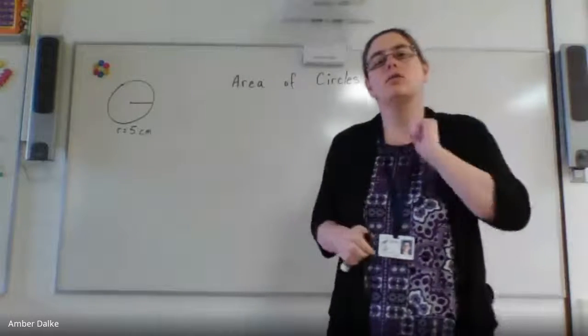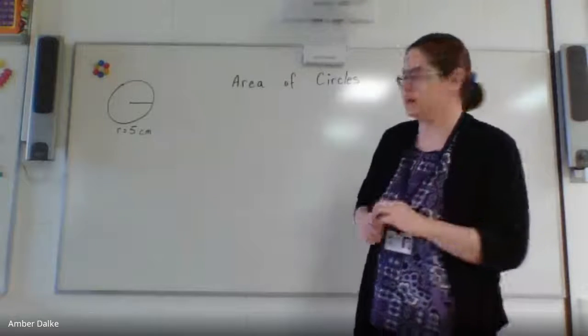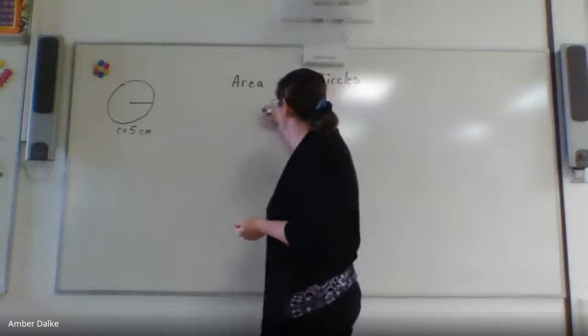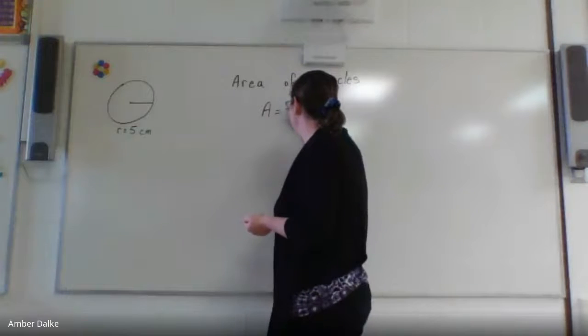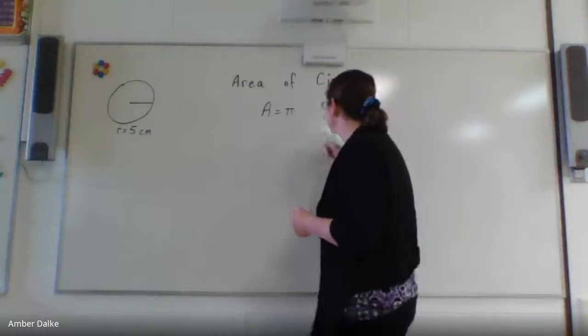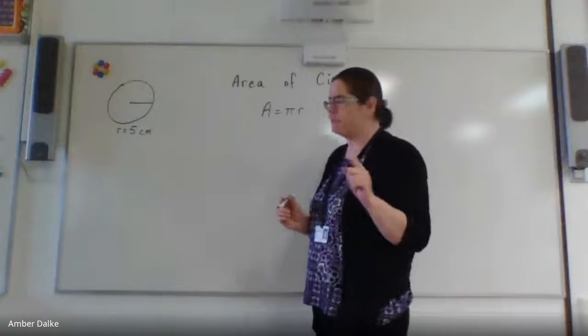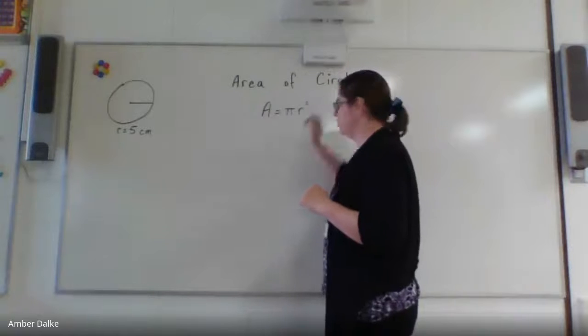All right, so the formula that we're using to calculate area of a circle is this. The area of a circle is equal to pi, yep, there's that number again, we're still using pi, times the radius, and wait for it, this one's a little funky, squared.